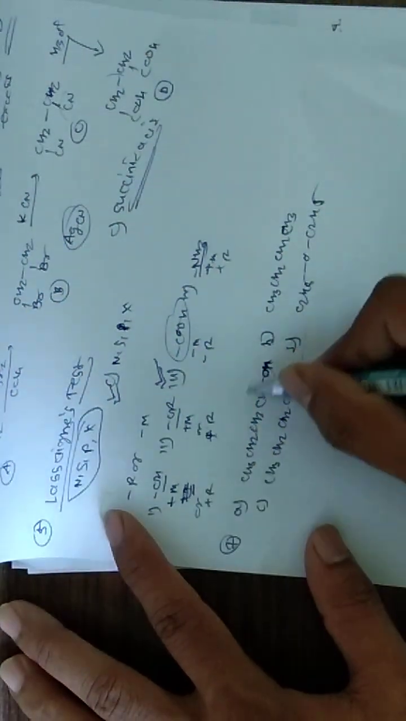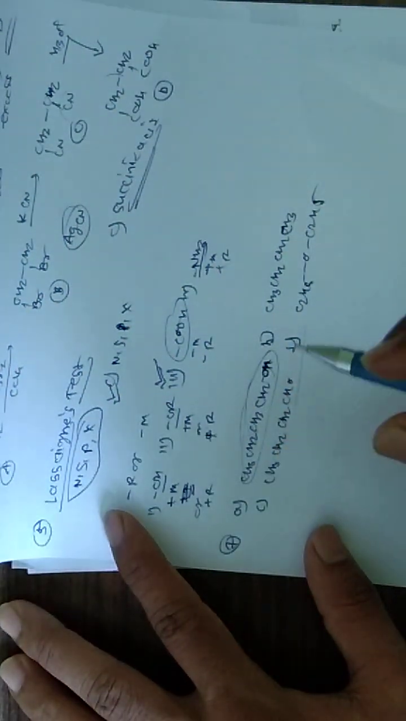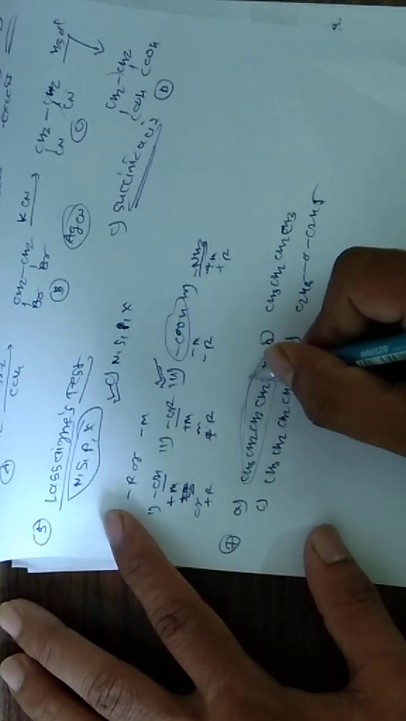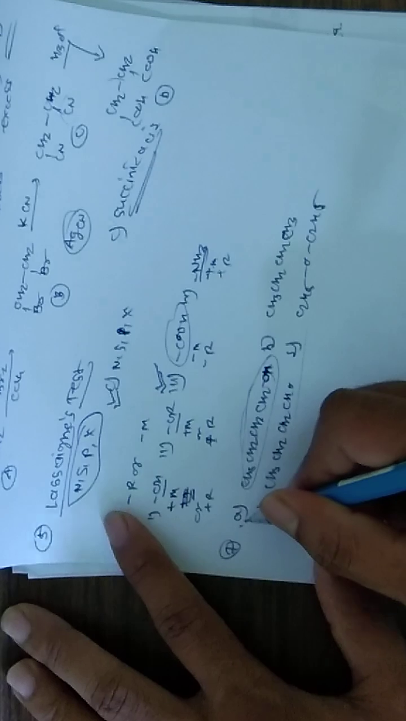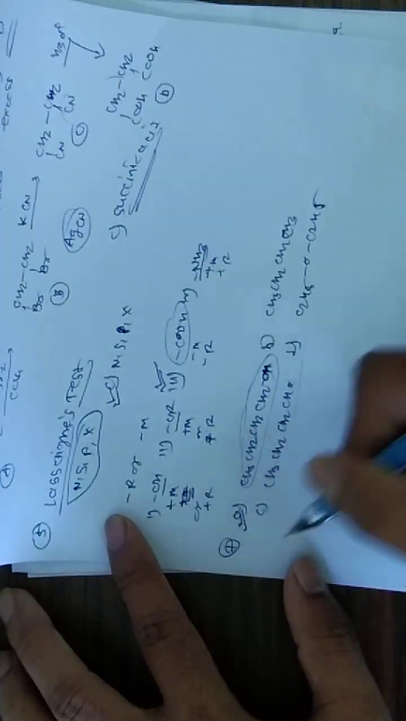So due to strong hydrogen bonding, this has a high boiling point. So butanol has the highest boiling point. So the correct option is A.